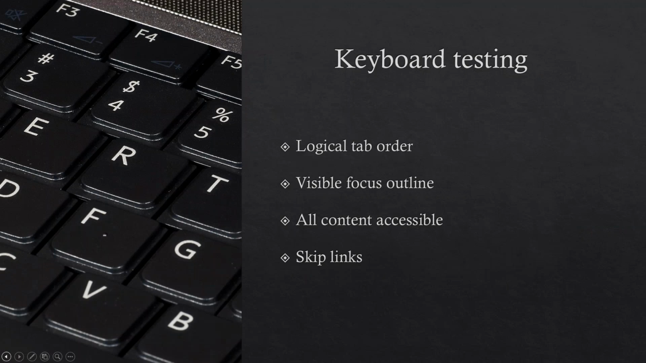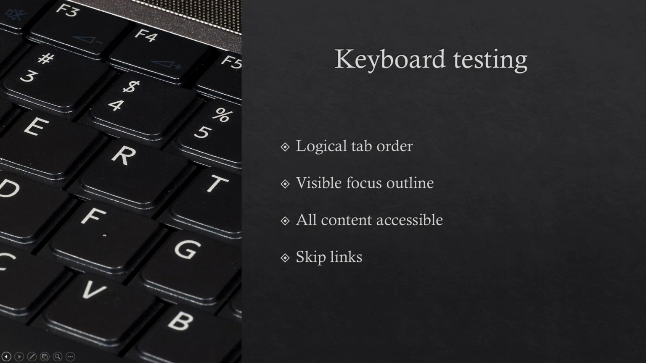So keyboard testing is probably one of the key tests that I do, and you don't need any special technology for that, just access to a keyboard. And the typical things I would test for on a website is that there is a logical tab order. There is a visible focus outline. By that I just mean that as you're tabbing through a page, you can easily see where you are.